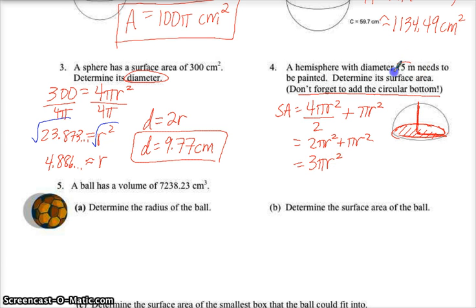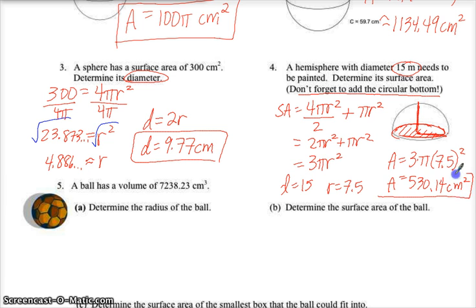So now what do we do? Well, if the diameter is equal to 15, we halve that to get the radius. And now in order to plug it in, the area would equal 3 times pi times 7.5 squared. So you should get, for your final answer, rounded to 2 decimal places, 530.14 centimeters squared.